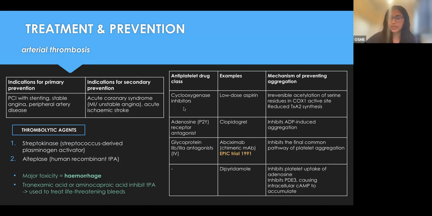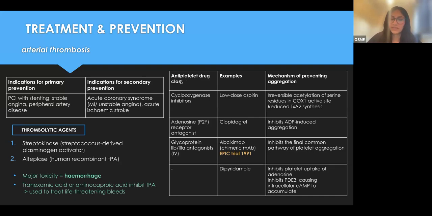And then thrombolytic agents are relevant in both arterial and venous thrombosis, because they'll dissolve the clot. If you remember, we mentioned that tissue plasminogen activator activates plasminogen to plasmin, and that will degrade the fibrin. So these are analogs of TPA. Streptokinase is a streptococcus-derived plasminogen activator, and alteplase is a human recombinant protein, so TPA.